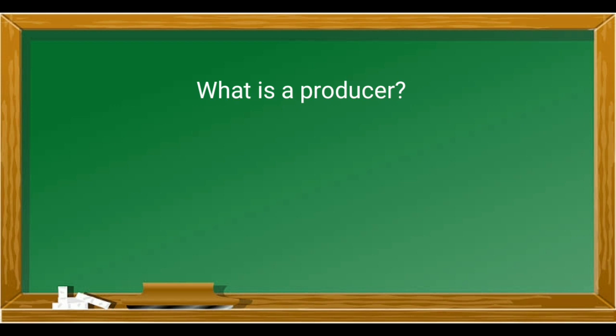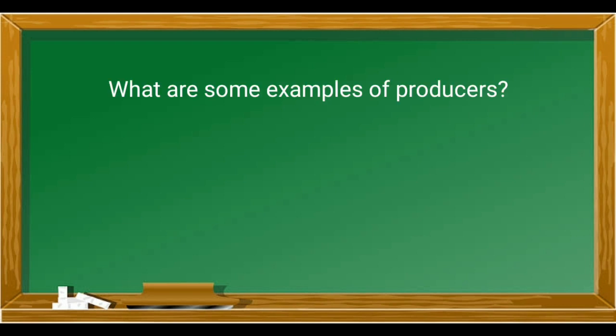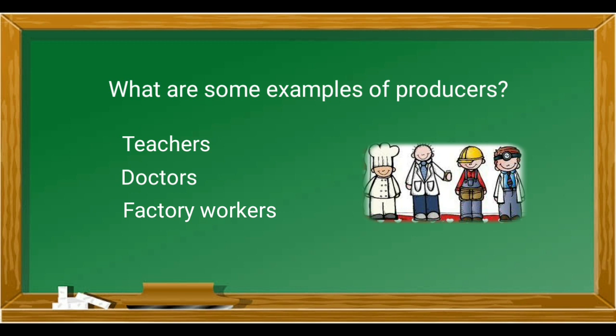What is a producer? A producer produces or makes goods and services. They do these to respond to the customer's needs by using natural resources and factors of production. So what are some examples of producers? Some examples are teachers, doctors, factory workers, and farmers.